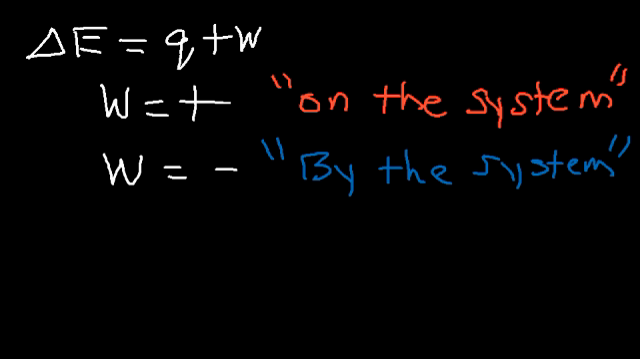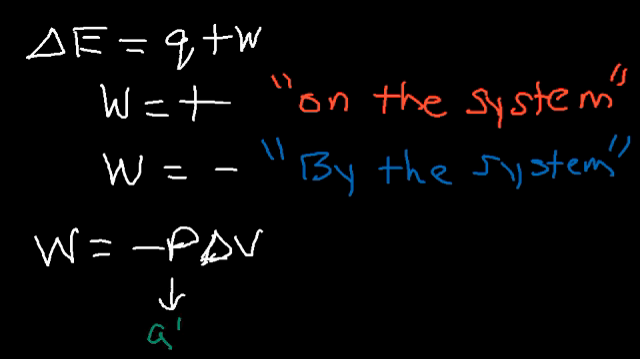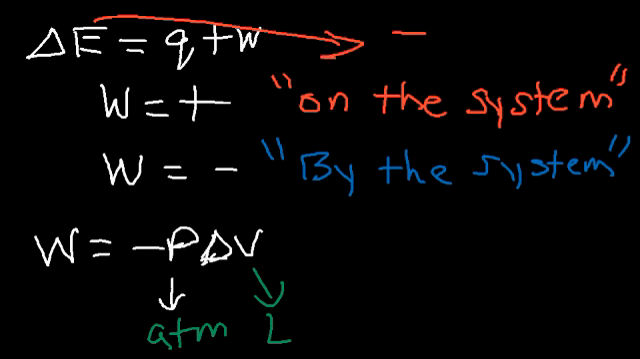Now, there's another equation that you need to be familiar with, and it's W is equal to negative P delta V. So pressure times the change in volume. Now pressure could be in the units of atm, and volume can be in the units of liters. Now delta E is usually in the units of joules. So sometimes you need to convert from liters and atmospheres to joules. Here's the conversion that you need. 101.3 joules is equal to 1 liter times 1 atm.